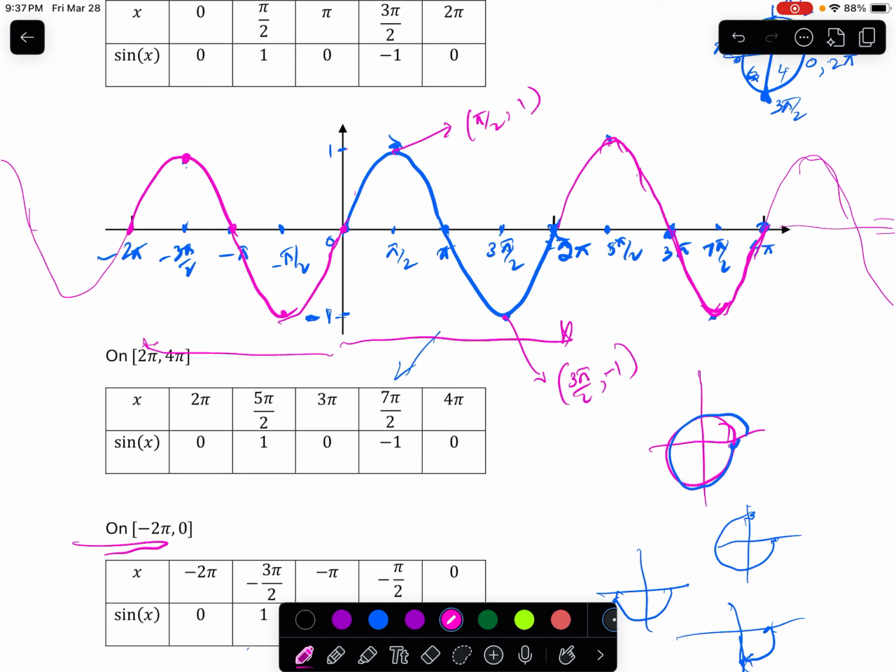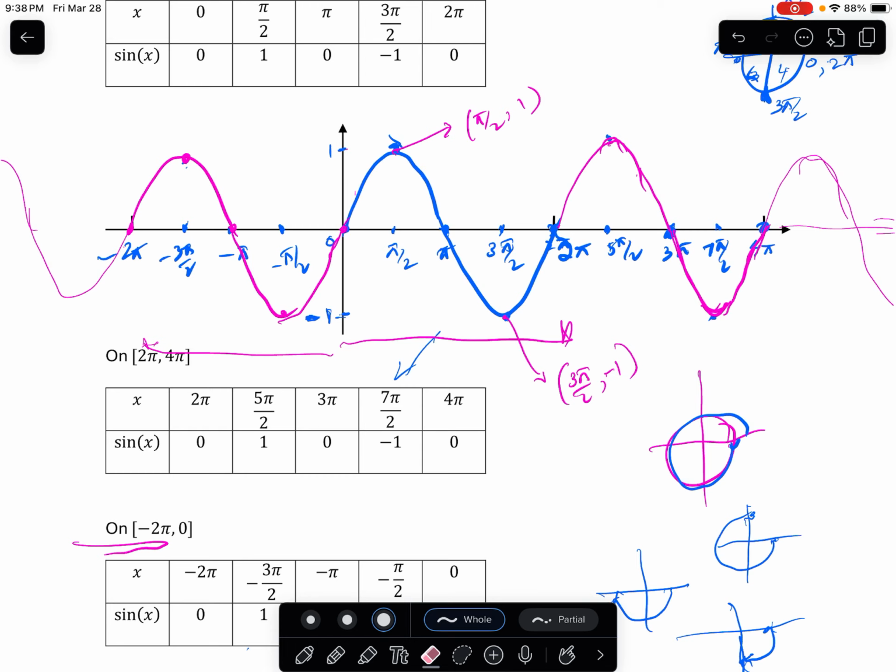Now, we'll talk about this later, but for now, from here you can see, since the graph is repeating itself after every 2 pi, we say that it is periodic. So a function which repeats itself after a certain interval every time is called a periodic function, and that distance, the length of the interval, is called the period of the function.